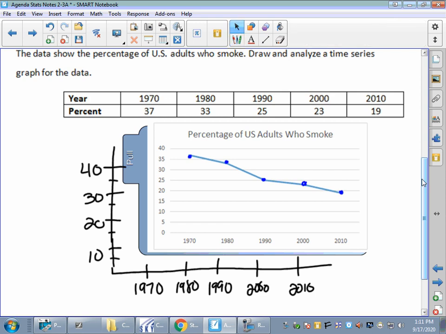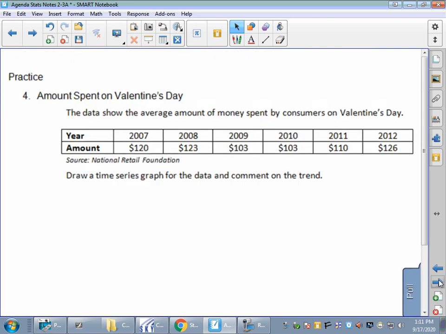And then when it says to analyze that graph, basically the analysis: it looks to me from 1970 to 2020, the percentage of US adults who smoke has been decreasing at a pretty steady rate. That would be an analysis. Hopefully you feel comfortable with that, at least comfortable enough that we don't need to make an amount spent on Valentine's Day. I think you're probably good on that. So that is wrapping up section 2.3a. I think we're good there. If you've got any questions, please let me know. Otherwise, thanks for sticking around.